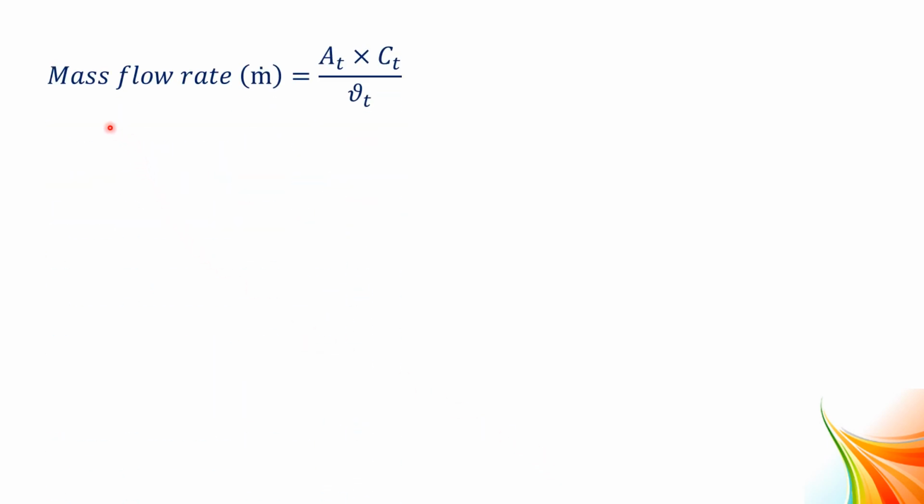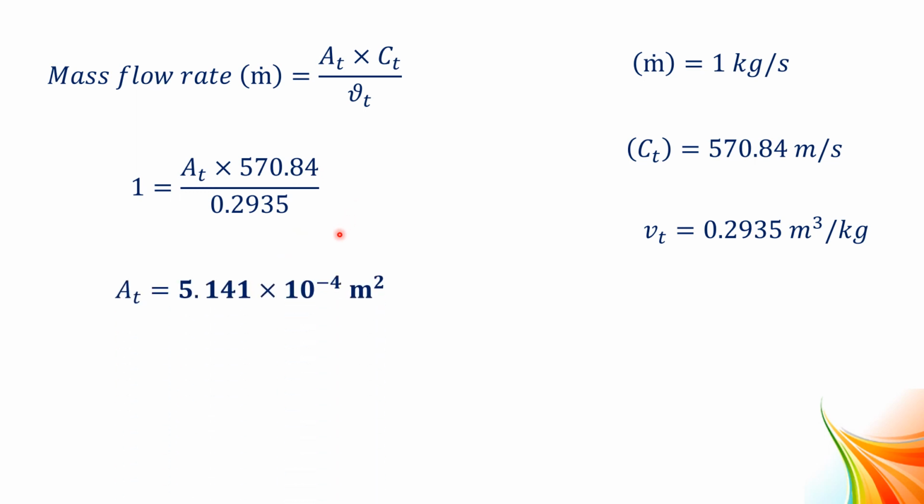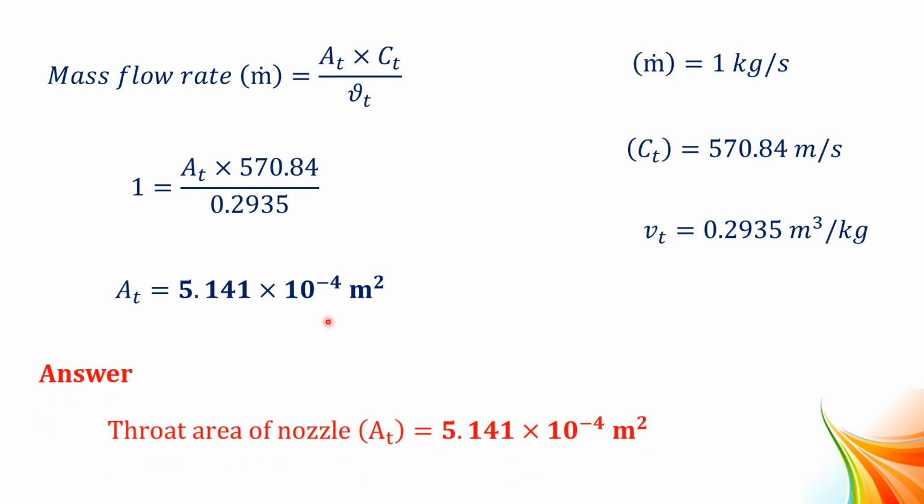Now the mass flow rate m dot equals At Ct by Vt. So we know the values of mass flow rate, Ct and Vt. Substitute in this equation, we get throat area equal to 5.141 into 10 to the power minus 4 meter square. So our answer is throat area of nozzle At equals 5.141 into 10 to the power minus 4 meter square.